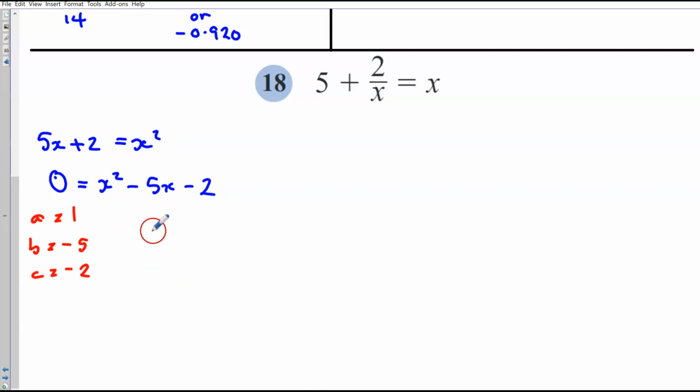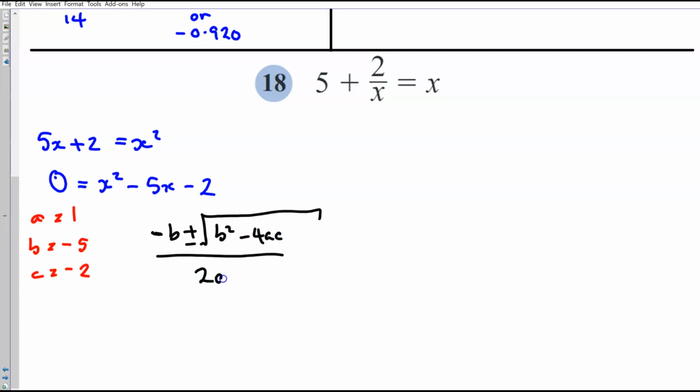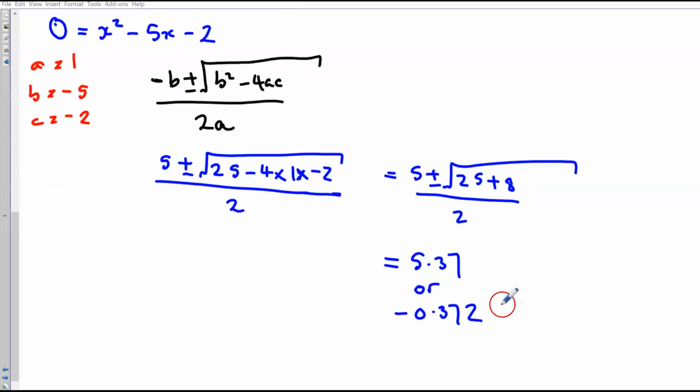Quote the formula you're going to use. Okay, then pop your numbers in. So pause the video, you do the rest. Okay, and there are our two answers. So that's the rearranging bit done. Let's move on.